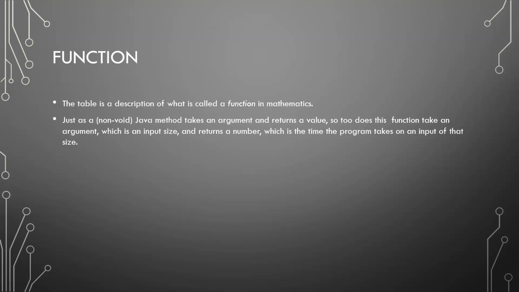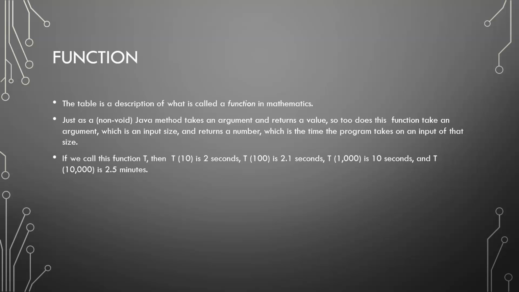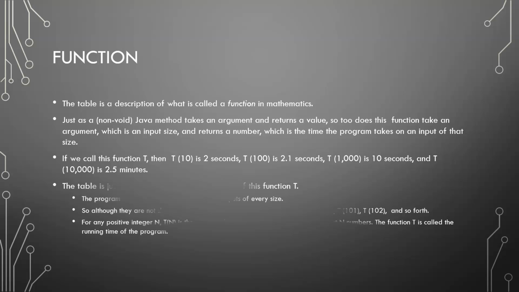Now, just as a non-void Java method takes an argument and returns a value, so too does this function take an argument, which in this case is input size, and returns a number, which in this case is the time the program takes on an input of that size. So if we call this function t, then t of 10 is 2 seconds, t of 100 is 2.1, t of 1,000 is 10 seconds, and t of 10,000 is 2.5 minutes.